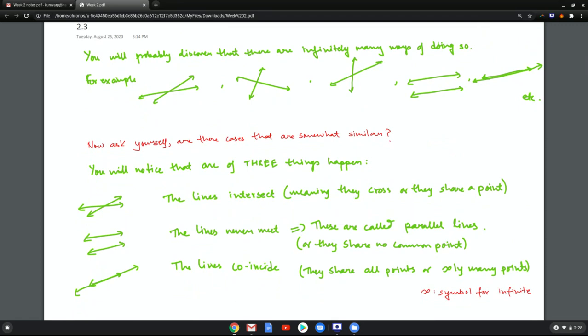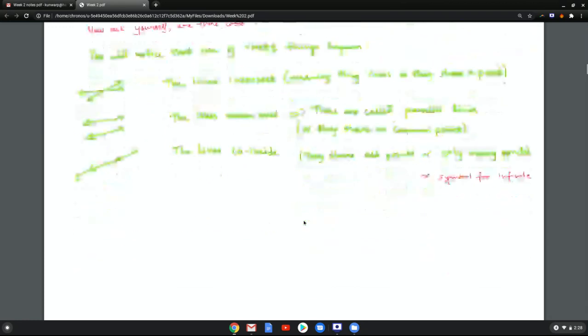Now, if you look at the pictures that you've drawn, you will notice that one of three things can happen. The lines can intersect, meaning that they cross, or that they share one point. The lines never meet. These are also called parallel lines, which means they share no common point. And the lines coincide, which means they share all the points or infinitely many points. This symbol here, like a ribbon, is a symbol for infinity because it represents a loop. So that's why that symbol is chosen for infinity.